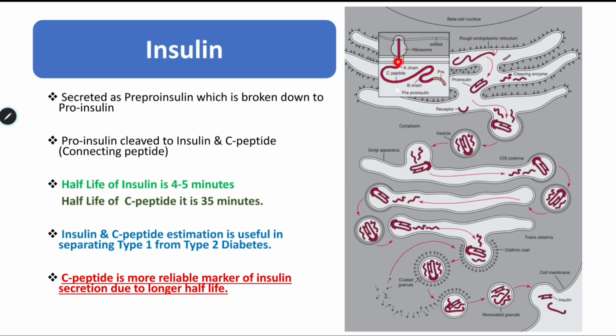You can see this beautiful diagram here where insulin is secreted as pre-proinsulin. This pre-proinsulin has a signal sequence which directs the growing insulin chain into the lumen of the rough endoplasmic reticulum. Then that signal sequence is cleaved away, and we have a proinsulin. Proinsulin has the A and B chains of insulin and the C peptide, the connecting peptide.